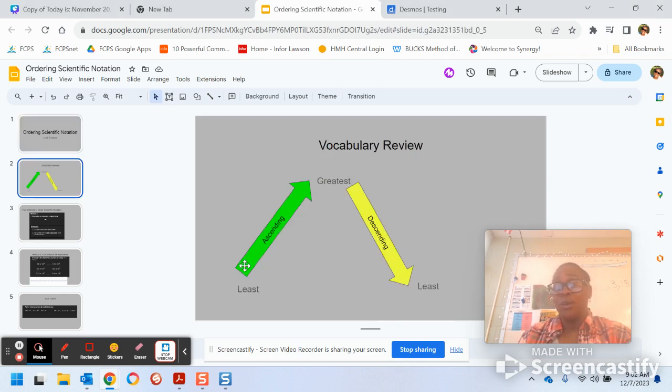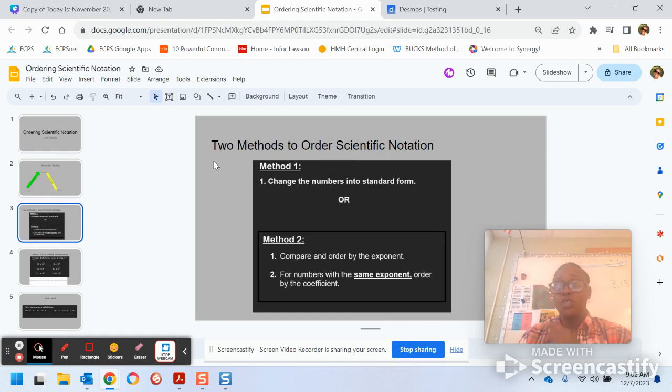In Unit 1, we talked about ascending order, which means least to greatest. And then we talked about descending, which means greatest to least. We're going to come across these vocabulary words. All right, so there are two methods to order scientific notation.